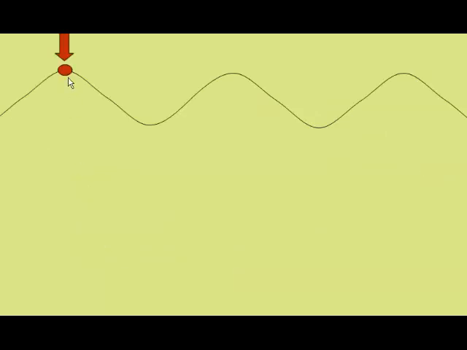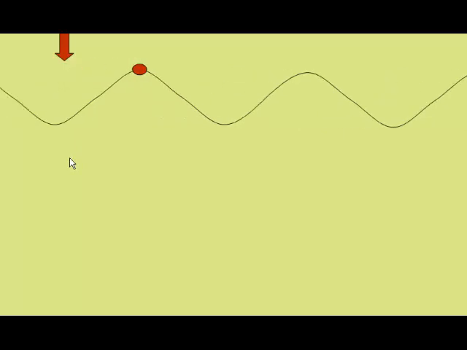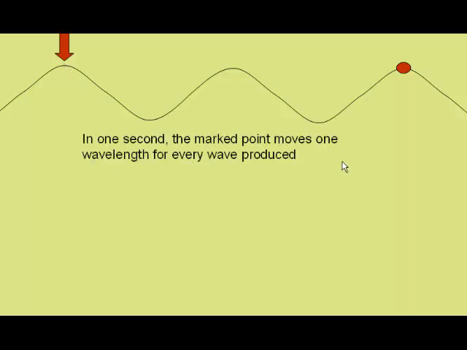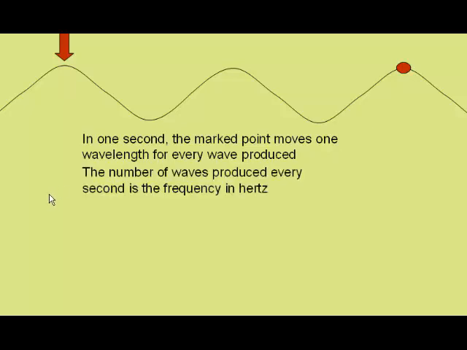Here I've marked a position on one of the waves and its starting point. If I allow the wave to progress for precisely 1 second, it has reached this point, and you'll see that 2 complete waves have been produced in that second. So the frequency of this wave is 2 hertz. Now, in 1 second, the marked point has moved 1 complete wavelength for every wave produced, and the number of waves produced every second is the frequency in hertz, in this case 2 hertz.